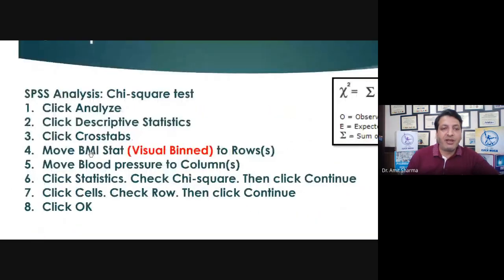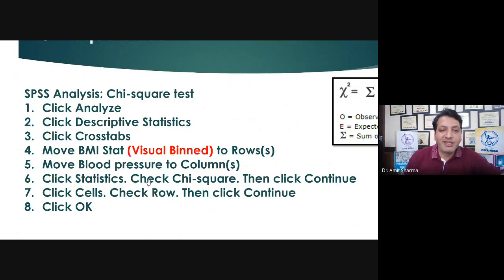Move the variables. For example, I'm going to take one example. I'm going to compare the BMI with the blood pressure. So BMI is also given in the form of category, and blood pressure is also given in the form of category. The BMI which we entered in the form of numbers, I have converted into categories by a process called visual binning. So those who are new viewers on my channel can see my previous video on how to convert numerical data into categorical data using visual binning. It does not matter in SPSS: you can keep BMI in the row and blood pressure in the column, or BMI in the column and blood pressure in the row.